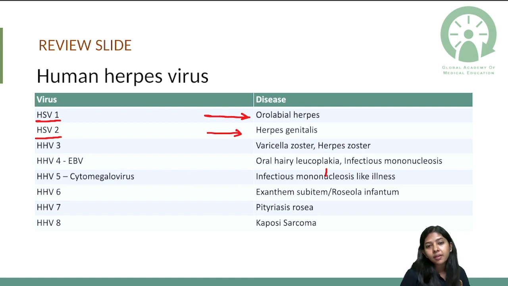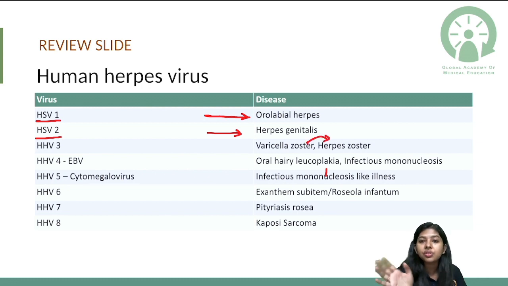HHV3 will cause varicella zoster. This zoster virus remains dormant in the sensory root ganglion of the spinal cord, and when immunity is depressed, it reactivates and travels along the spinal nerve and causes lesions in a dermatomal fashion. What is a dermatome? It's the area of skin that is innervated by a single spinal nerve. So when the virus travels along that nerve, it leads to lesions in that dermatome.